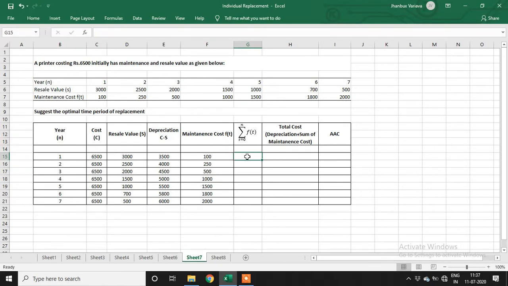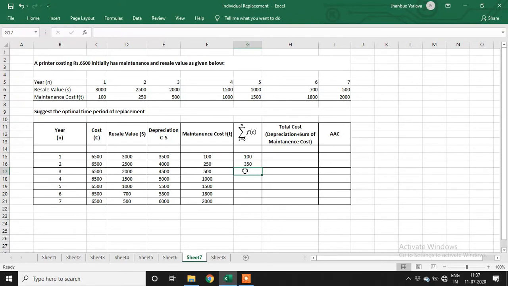So for the first year, what is our maintenance cost? It is 100. It is as simple. Now for the second year, if I have to write down the sum of the maintenance cost, then I have to include the 100 also. So 100 plus this 250, okay, that will give us 350. So 100 plus 250 gives 350.